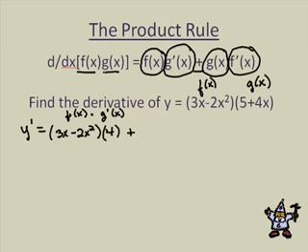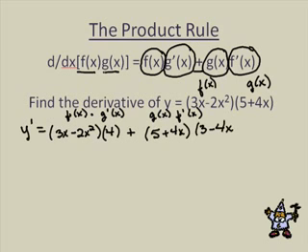And then plus, we do g of x times the derivative of function f. So g of x is 5 plus 4x, and the derivative of f is going to be 3 minus 4x. Okay, so I'm just applying that simple power rule to each one of the functions.